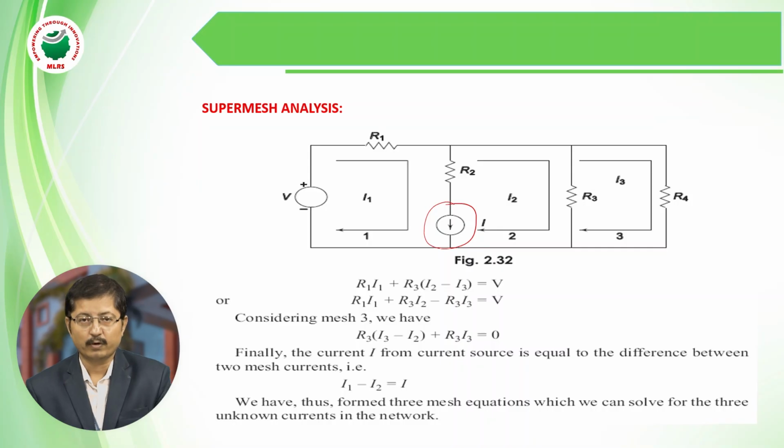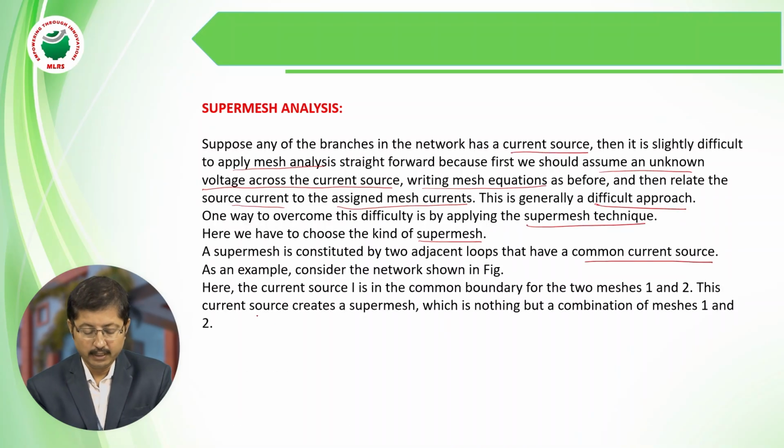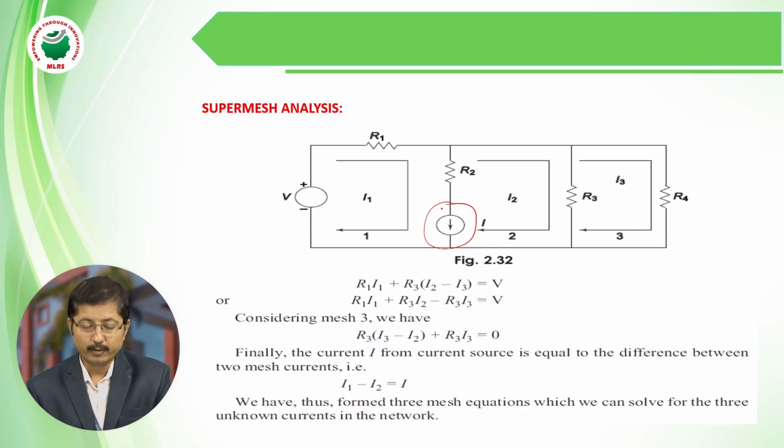So what is meant by the super mesh technique? Let us see an example. Here the current source I is common to the boundary of two meshes, that is mesh 1 and mesh 2. This current source creates a super mesh, which is nothing but the combination of mesh 1 and mesh 2. Super mesh means the combination of two loops, and we have to apply KVL for this super mesh analysis. So this is the point.